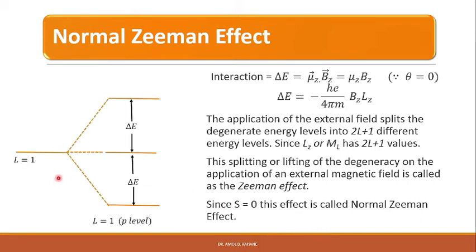Here we can see the spectral line corresponding to L is equal to 1, that means a P level, that splits into 3 different energy levels corresponding to 3 different Lz or ml values, right? And since the interaction energy is delta E and g is equal to 1, that means the splitting factor is equal to 1. This splitting is the same for all levels.